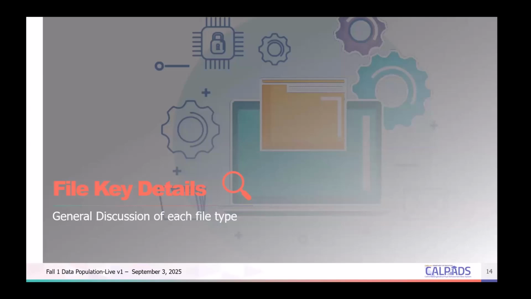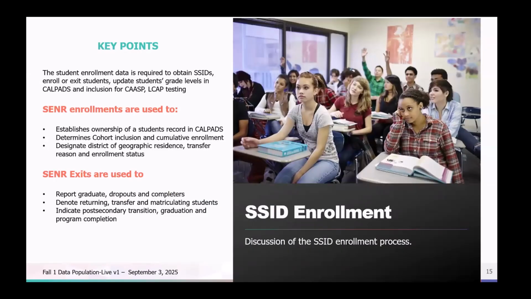While today's session offers a condensed overview, we encourage you to explore the CSIS YouTube training channel for more in-depth guidance. Each file type is covered in a dedicated video, as Nate showed you guys, typically about 1 hour long, offering a detailed explanation and examples. So let's begin by reviewing some key points about the SSID enrollment or SENR file type.